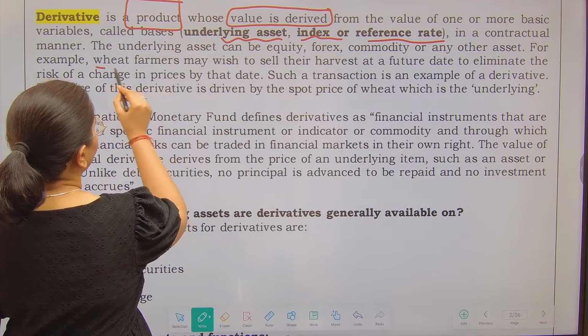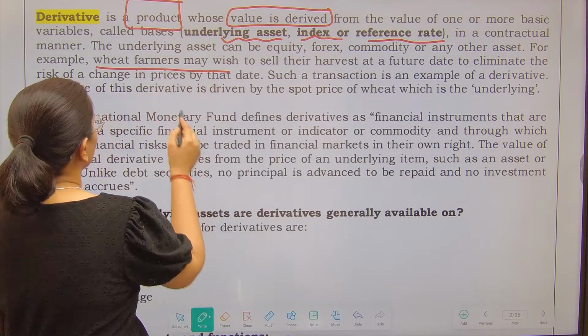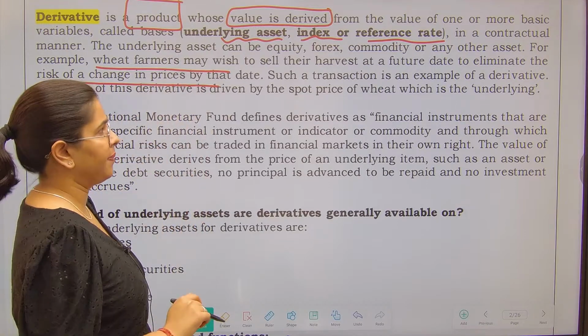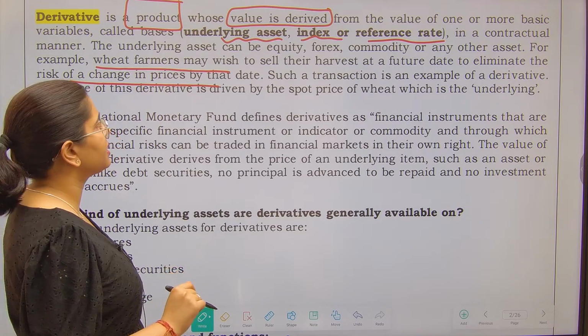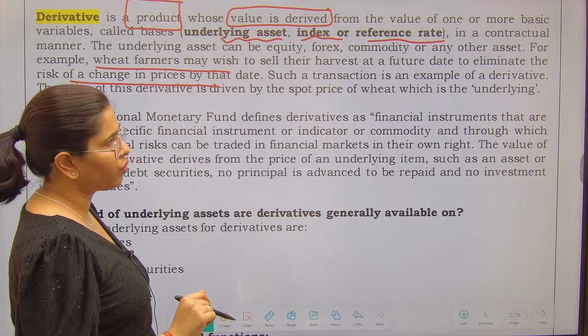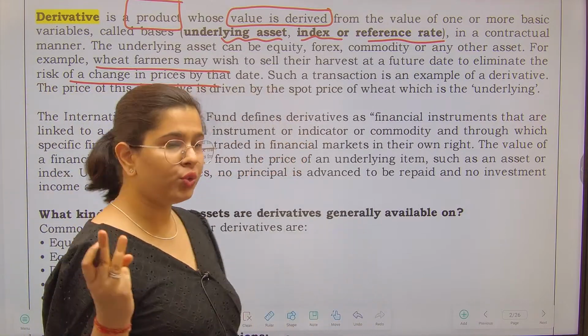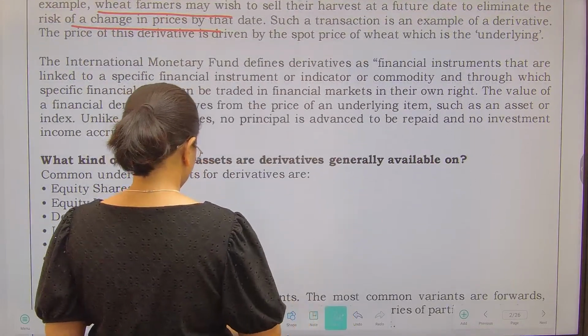So for example, wheat farmers may wish to sell their harvest at a future date to eliminate the risk of change in prices for that day. Such a transaction is an example of a derivative. The price is derived from the spot price of wheat, which is the underlying. Acha, there will be 2 usages of words called spot price.